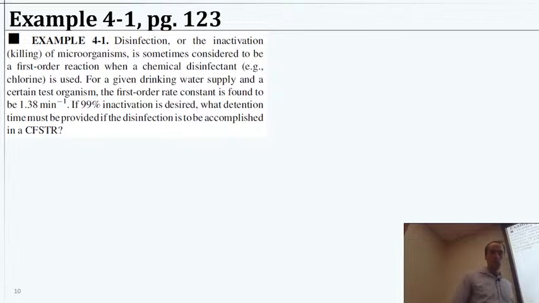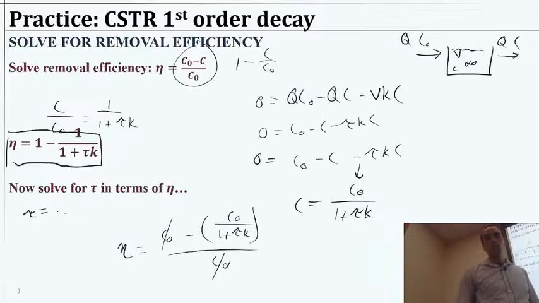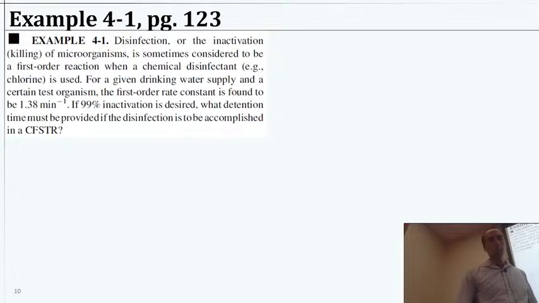And for a given drinking water supply and a certain test organism, the first order rate constant is found to be 1.38 per minute. If 99% inactivation is desired, what detention time must be provided if the disinfection is going to happen in a CSTR? So just putting this all into one place here for you. I don't care which way you approach it. You could scroll back in our notes and start from one of these spots, or just set up your mass balance, right? And in fact, probably starting with a mass balance is a good way to go, but in general.